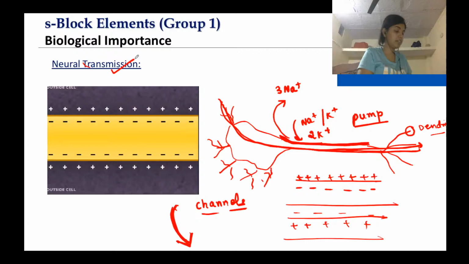Is it clear now? Previously, when the impulse was not passing, the sodium were not able to move inside. Only when the electrical signal passes through this neuron, then only the channels which allow the sodium to come in are opened up, and therefore now the polarity changes. And due to this potential difference, neural transmission is taking place.